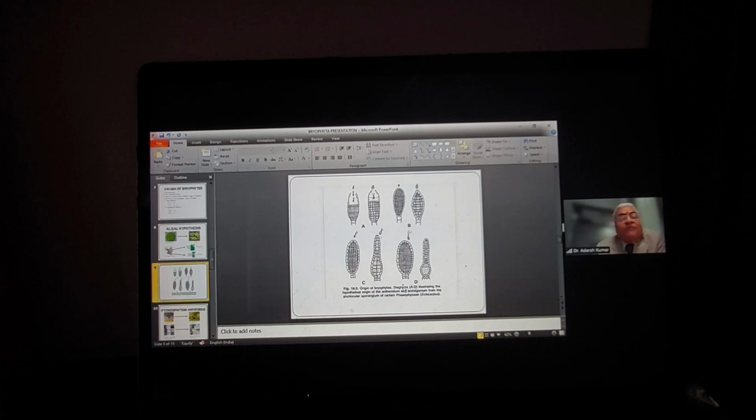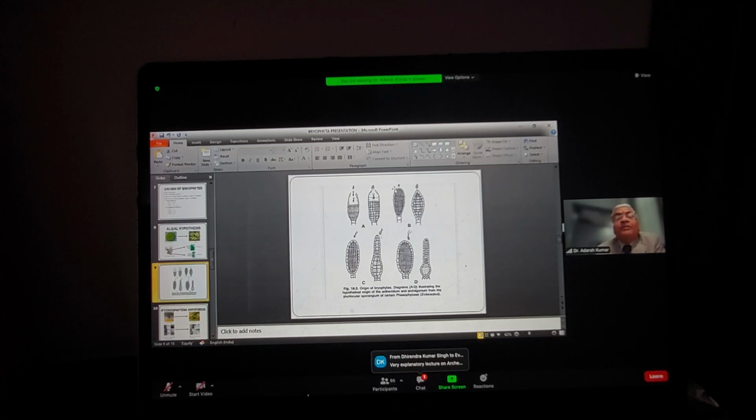The supporters of this view believe that the antheridia and archegonia evolved from the plurilocular sporangium. This is the plurilocular sporangium. In this sporangium, all the cells are fertile. They produce the mitozoospores. In due course of evolution, the outermost part becomes sterile and it forms the covering.